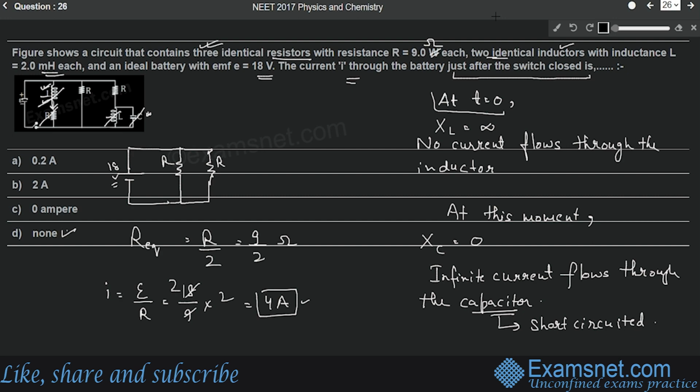So none will be the correct answer. That means option D will be the correct answer. I think in the actual paper this option was not given and instead some other option was given. So bonus marks were given for this question.